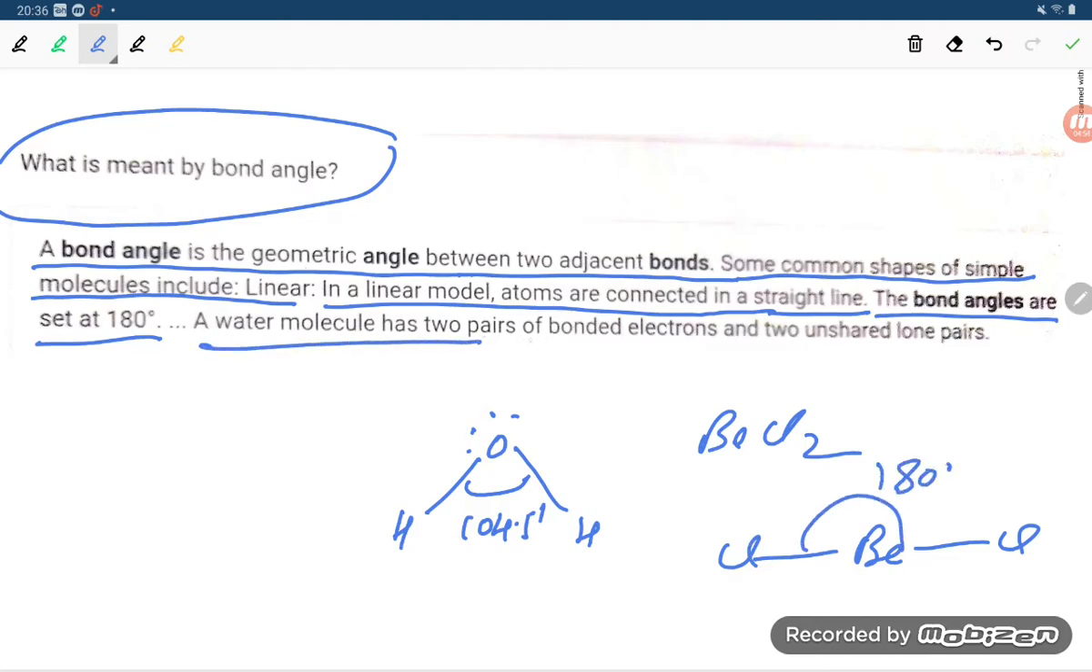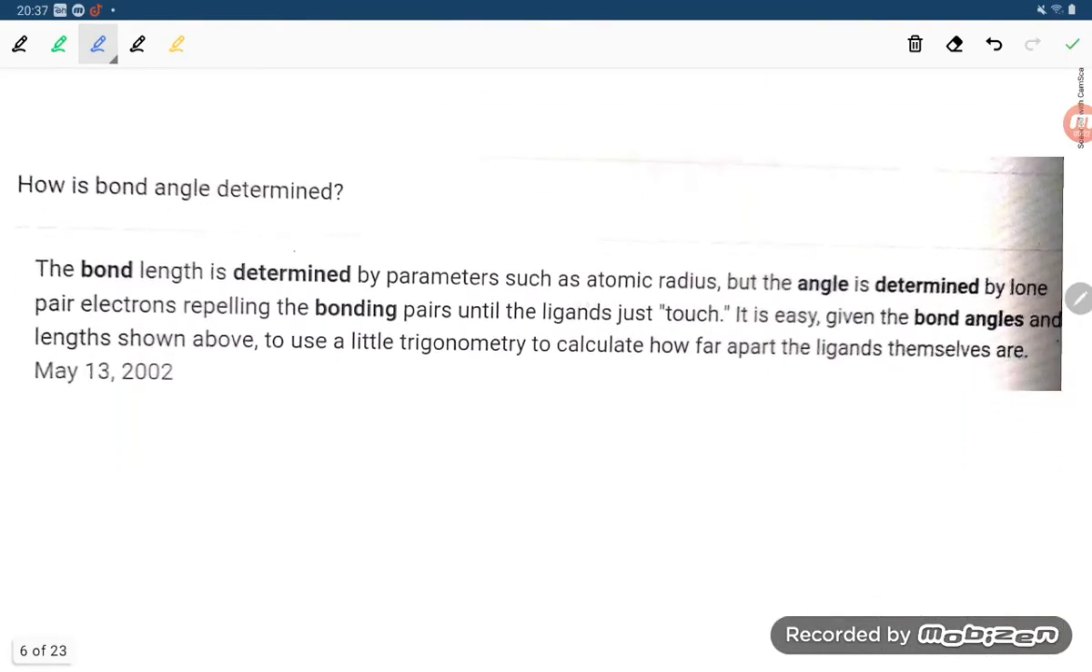A water molecule has two pairs of bonded electrons and two unshared lone pair electrons. In the water molecule there are two bond pairs, this is one bond and this is another bond, right? And the other things are the lone pairs. Two lone pairs. So this is next one.